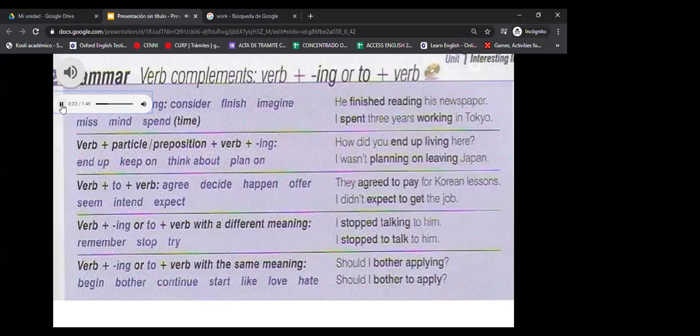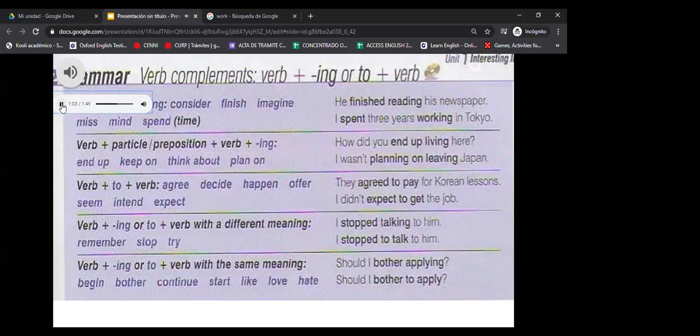Verb plus particle or preposition plus verb plus ing: end up, keep on, think about, plan on. How did you end up living here? I wasn't planning on leaving Japan. Verb plus to plus verb: agree, decide, happen, offer, seem, intend, expect.